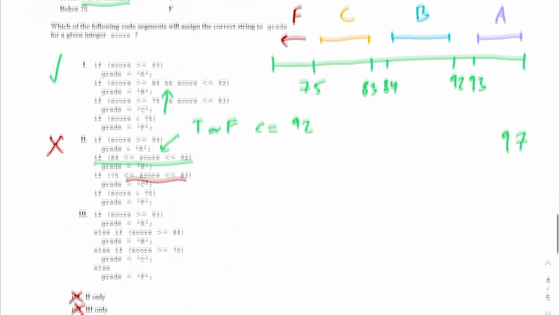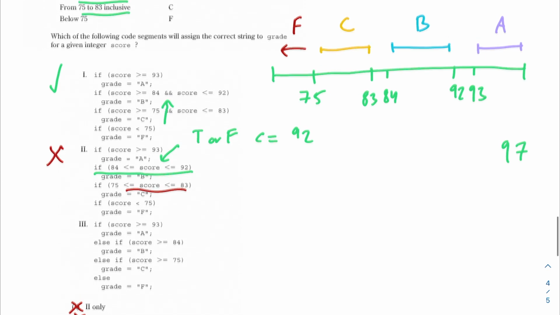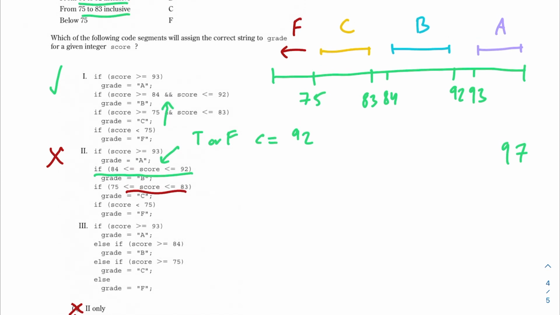All right, so code segment 3 hypothetically should work, but let's go ahead and test it. It says that if the score is greater than or equal to 93, we're going to get an A. That looks great. That is exactly the same as code segment 1. Then it has an else if. So this is different than code segment 1 because we're not comparing that upper bound. But that's not a problem.